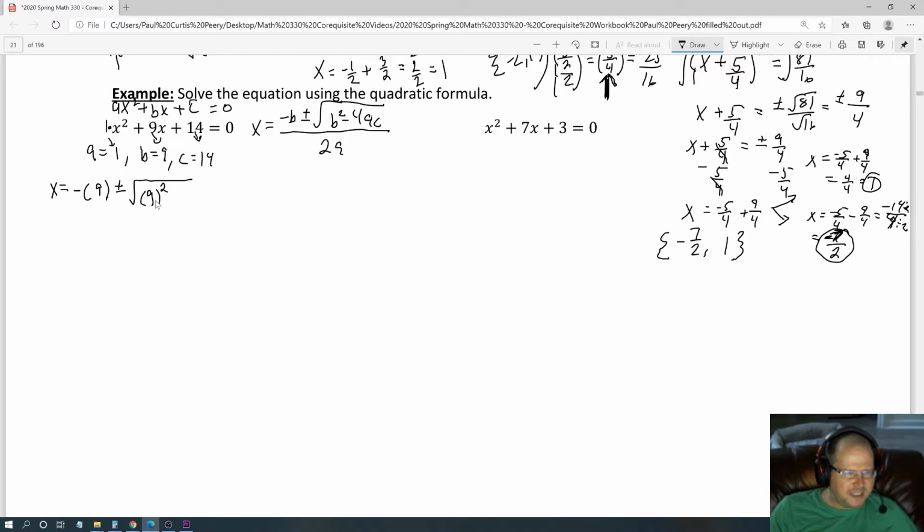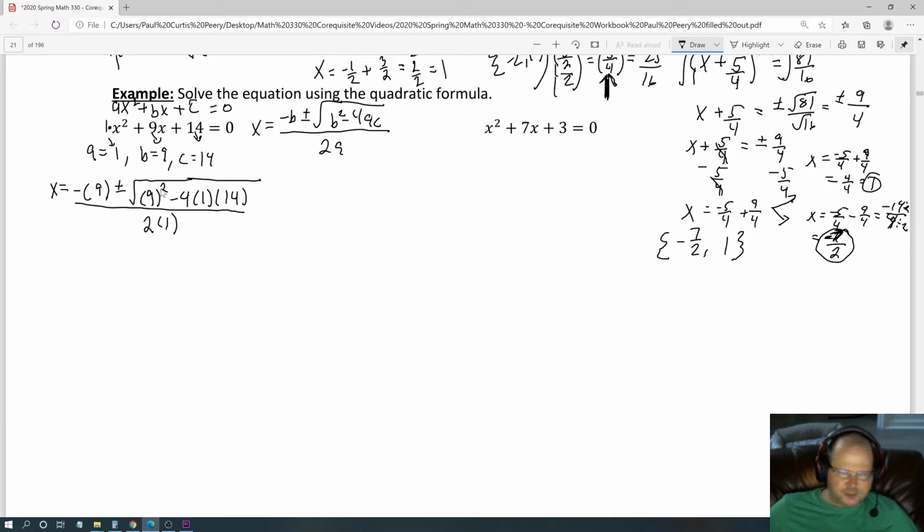So that's my b, and that's my b, right? A b here, negative b plus or minus the square root of b squared. Now it says minus 4a, so now I have to plug in my a. A is 1. C is 14. Like that. And that's all over 2a, a being, again, 1.